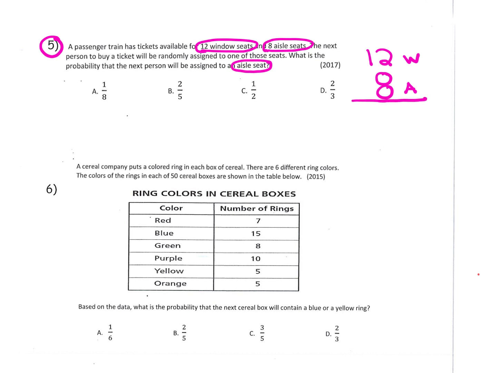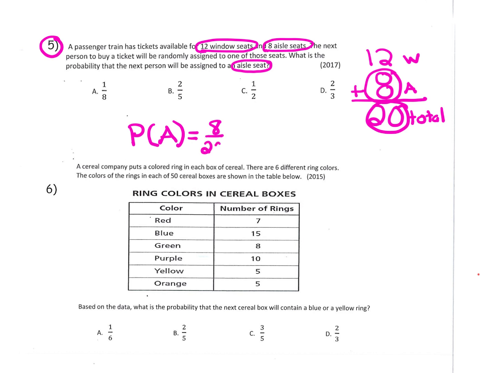And for any probability, we need a total. The total number is 20. So make a little list with a total. Now we're going to see what's the probability that someone will get assigned an aisle seat. Well, that's the part over total, or 8/20.